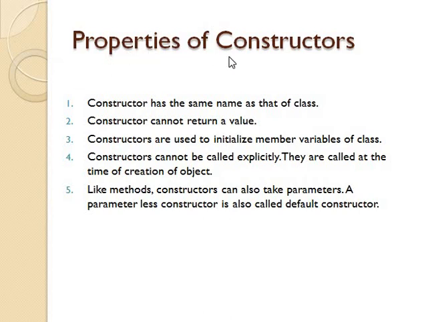Now let's discuss the properties of constructors. The first one is constructors have the same name as that of the class. This is already discussed. Now come to the second point. Constructors cannot return a value.